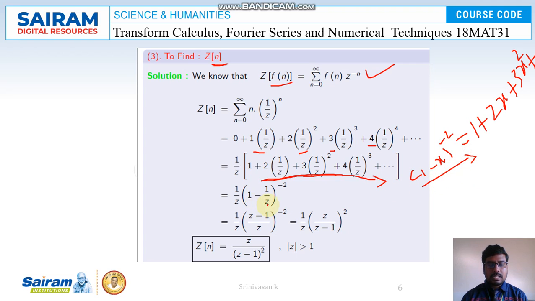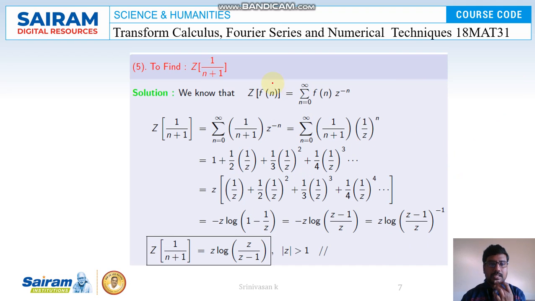And cross multiplication: z minus 1 divided by z, we get 1 by z into, change the reciprocal. So this is nothing but z square divided by z into z minus 1. So this term cancelled, we get z divided by z minus 1 the whole square. So the z transform of n is z divided by z minus 1 the whole square. Here we applied the new formula, that is 1 minus x power minus 2.